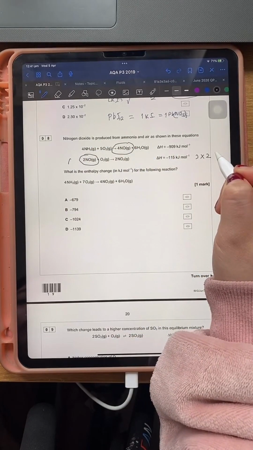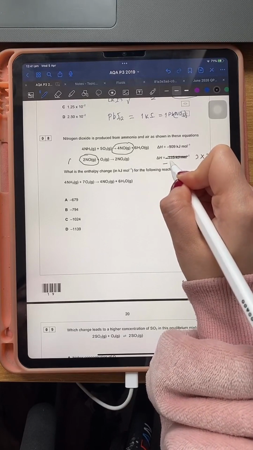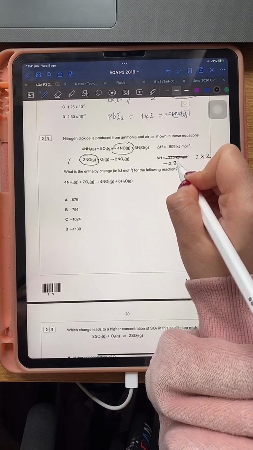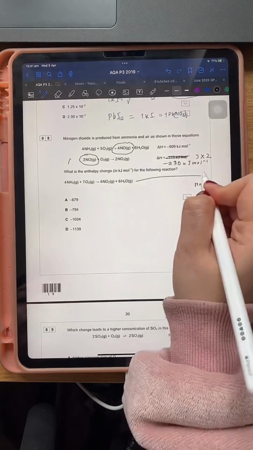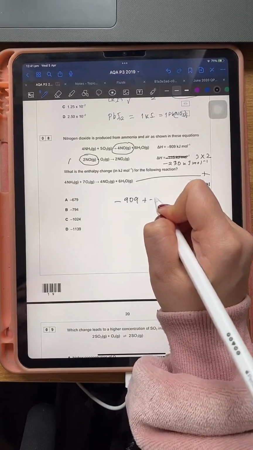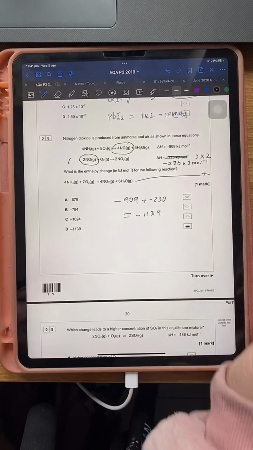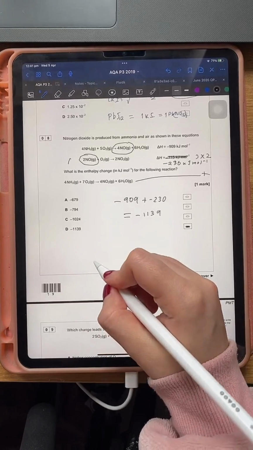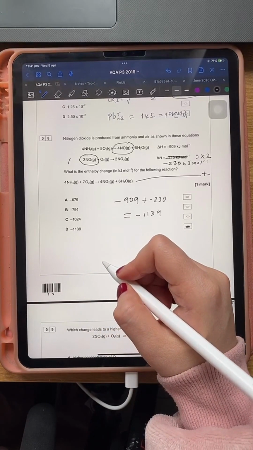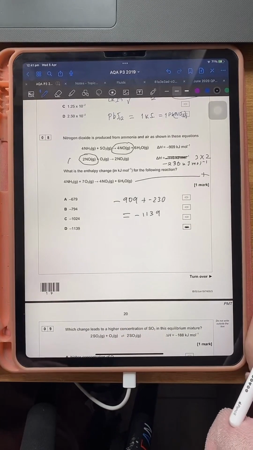minus 230. And then you just add it up. Minus 909 plus minus 230 is minus 1139. Very simple question for that one. Very, very simple. Any questions on that? Yes, you can always do that when you have the same element on both sides.